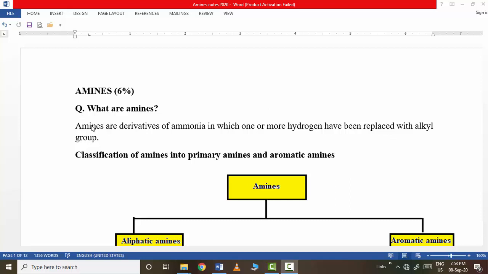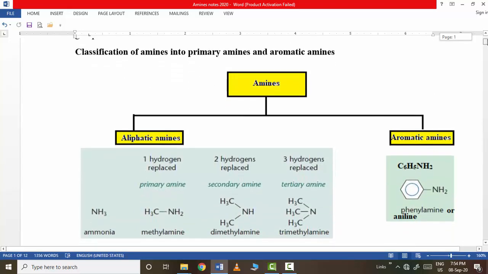So amines are derivatives. They are derived from ammonia, so they are derivatives of ammonia in which one or more hydrogens have been replaced with the alkyl group. In ammonia there are three hydrogens. These hydrogens can be replaced by the alkyl group. When a hydrogen is replaced by the alkyl group, it is known as a derivative of ammonia. And that is the definition of amines.